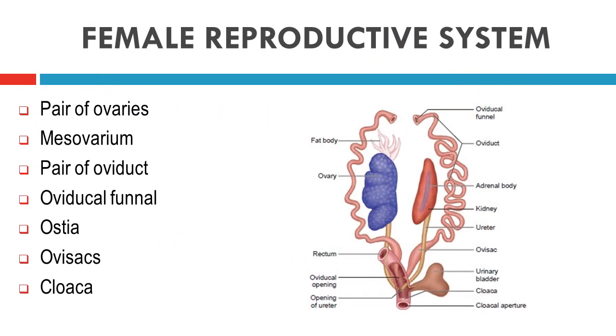Let us go on to the next one. This is the female reproductive system. Fine. So the female reproductive system is a little bit different from the male reproductive system as per the arrangement. Here the major reproductive organ is the ovaries, and a pair of ovaries is there.